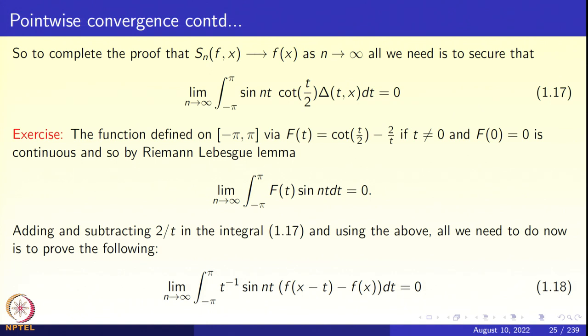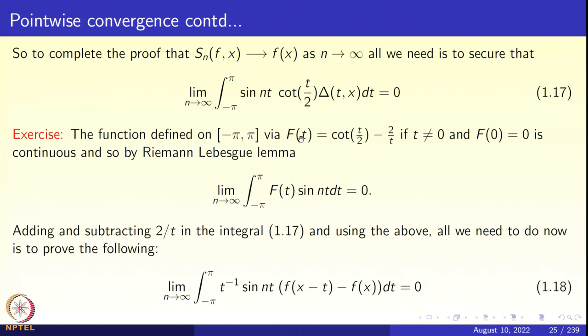So what is cot theta? Cot theta is approximately 1 upon theta. So cot t by 2 behaves like 2 upon t. So when I subtract 2 upon t, it's going to become nice, because the ugly part in cot is the 2 by t part. So when I subtract 2 by t from cot t by 2, the function becomes nice.